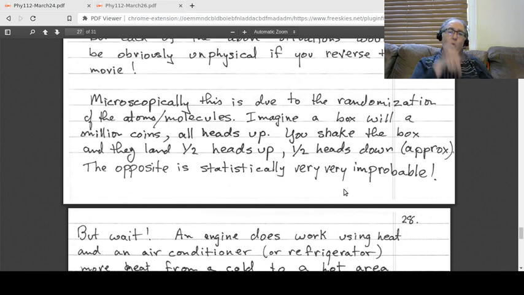Okay, going from the ordered state with all heads up to roughly half heads up, half heads down, that is possible, statistically probable, but the opposite is not. Okay, and so that's the heart of the second law of thermodynamics. You say, well, how does this coin example apply to the previous examples, the situations that I showed you?